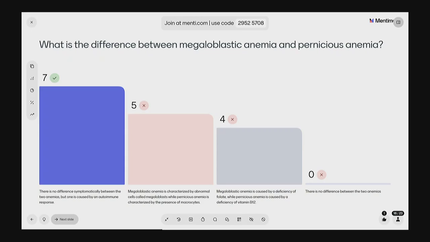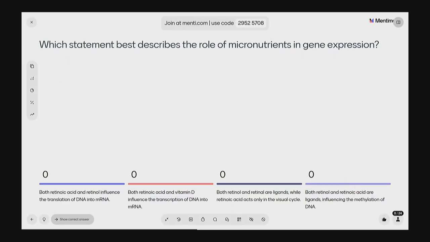Megaloblastic anemia is caused by a deficiency of folate, while pernicious anemia is caused by a deficiency of vitamin B12. Not completely correct, and there's no difference between the two anemias. Symptomatically there's no difference, but the causes are a bit different. So which statement best describes the role of micronutrients in gene expression? This question is really looking at different types of vitamin A.